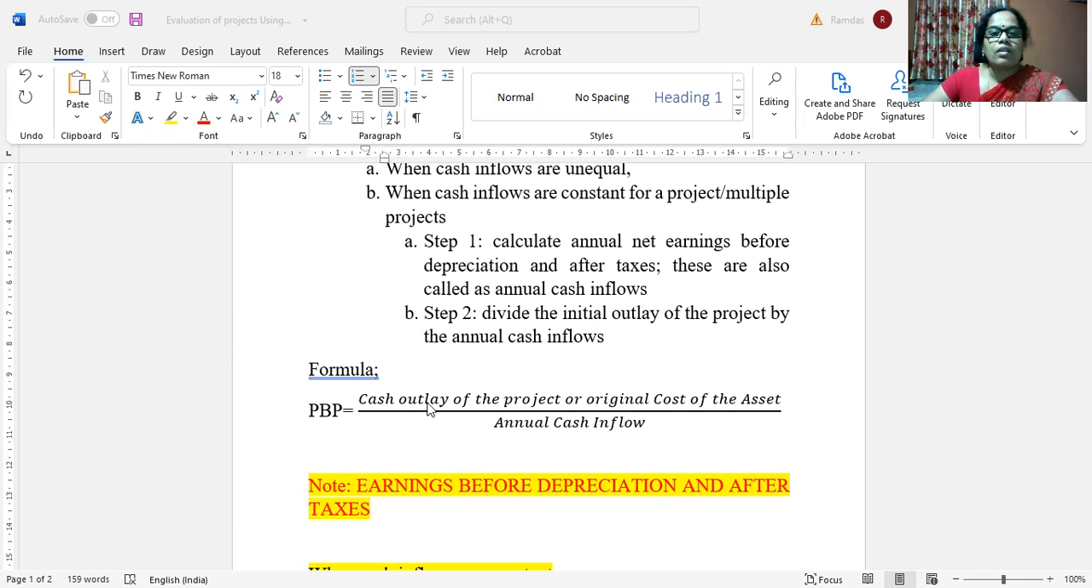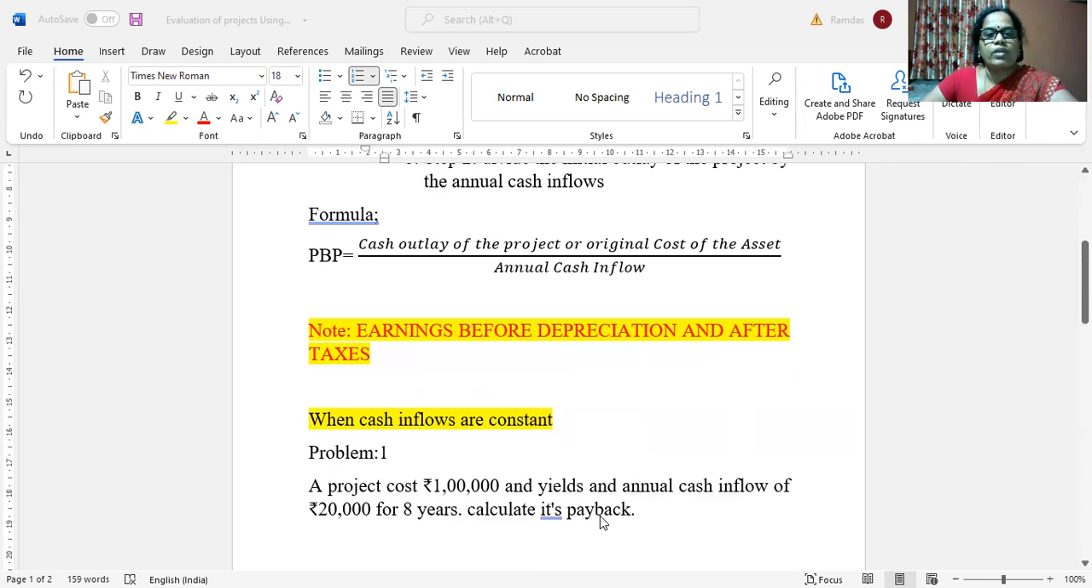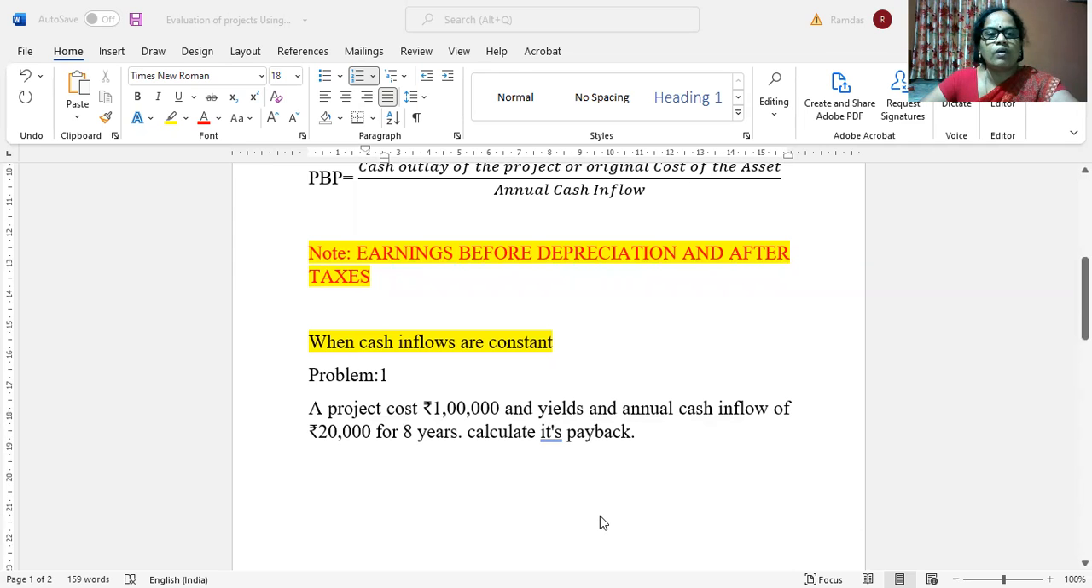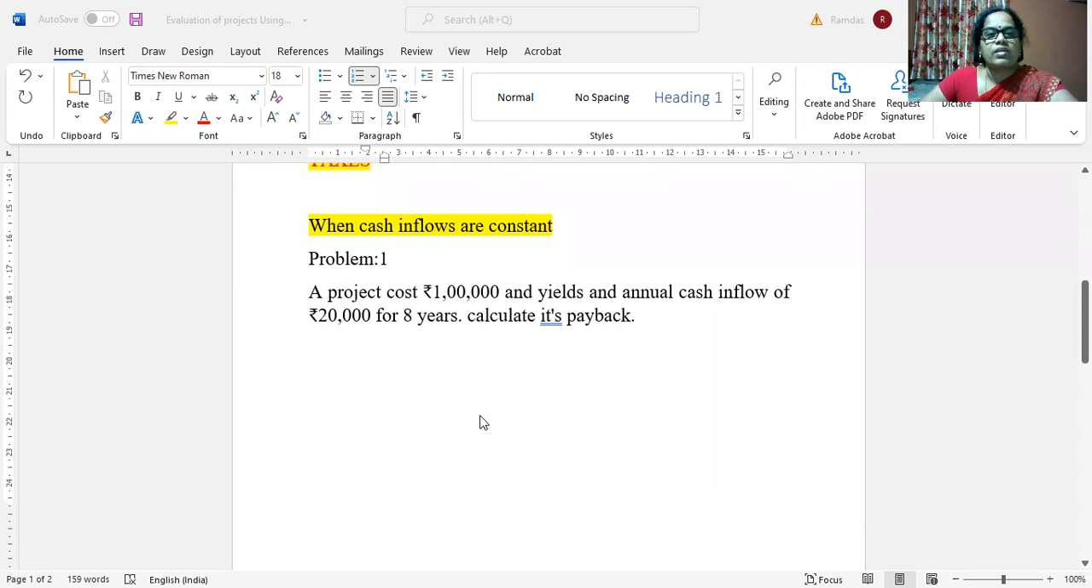Please note that the annual cash inflows should always be earnings before depreciation and after tax. So you should be very careful when the problem specifies depreciation and taxes; ensure that the earnings are before depreciation and after tax. Let me take a few simple problems to explain this. So let me take the first problem. The problem goes like this.